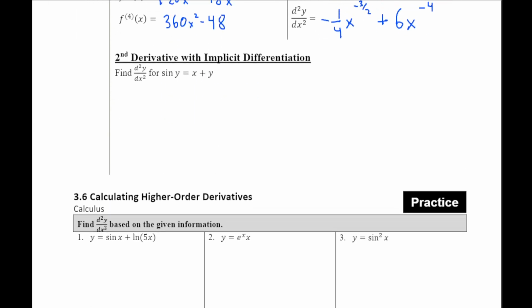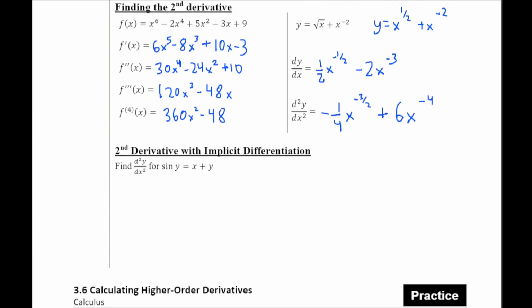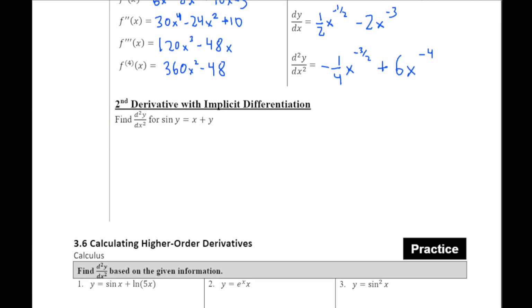All right, last example problem here. Find the second derivative with implicit differentiation. First, let's just find the first derivative. So let's do cosine of y, and let's just write y prime to save some room. Cosine of y times y prime, since we're differentiating with respect to x, is equal to the derivative of x, which is 1, plus y prime.